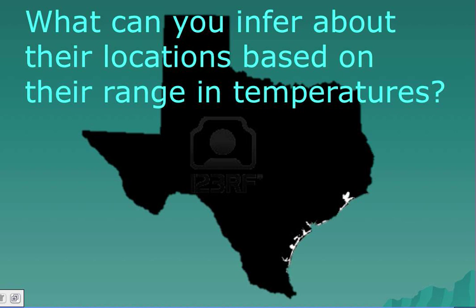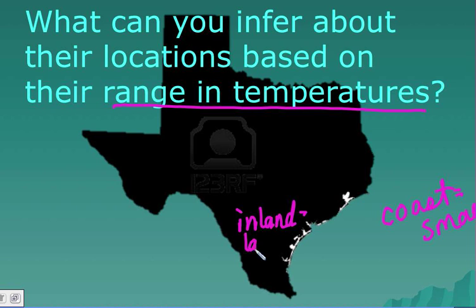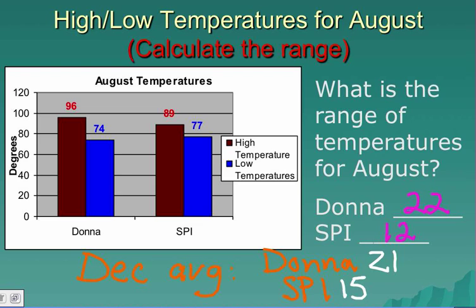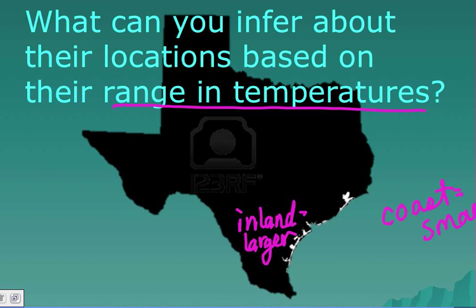Again, thinking about their locations based on the range in temperatures, I know that any city by the coast is going to have a smaller range in temperatures, where any city inland is then going to have a larger range in temperatures. So looking back at the data here, I've got Donna posting a range of 21 and 22, a much larger range than South Padre Island at 12 and 15. That clues me in that with that small range in data, South Padre Island must be my coastal city.